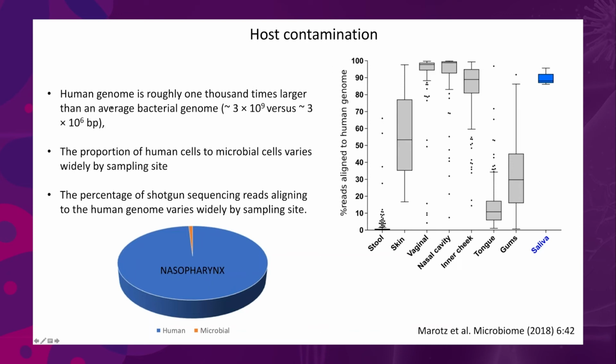Why is this important? The human genome is roughly 1,000 times larger than an average bacterial genome. So even though we might have more bacterial cells, this is not the same for the genome sequences. And take into account that most nucleic acids that we identify in the respiratory tract are naked, which means they're not protected by anything, or not within a cell. This creates this huge problem. So the percentage of sequence reads aligned to the human genome varies widely by sampling site, as we show in the graph.